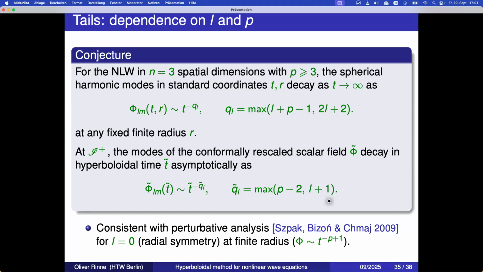Now, this conjecture has not been proved. I think it would be very interesting to try and prove it, but there is a special case where it has actually been proved using perturbative techniques. And this is this paper here by Speck and Ison Kmai from 2009. There they found a decay for L equals 0, so radial symmetry, which is t to the minus p plus 1. And this is consistent with my formula here.